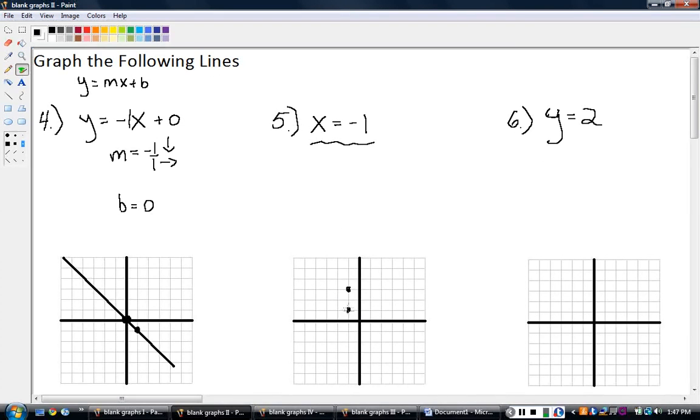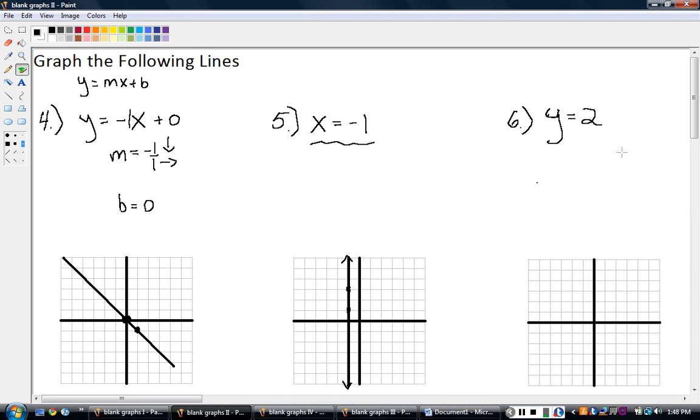Okay, so these are easy. You don't really have to do these plotting these points like I did. I'm just trying to show you that the x value is always negative 1. So basically we just draw a vertical line right like that. Okay, and that's my answer. Okay, so look at the next one now.